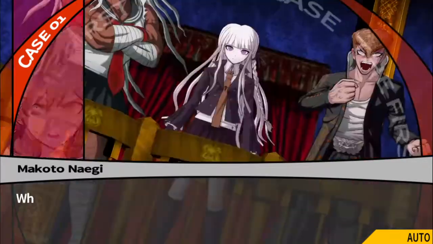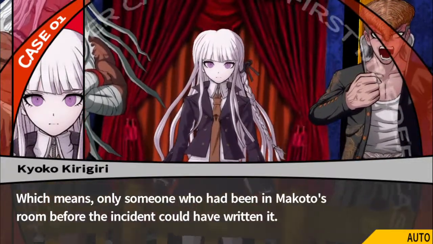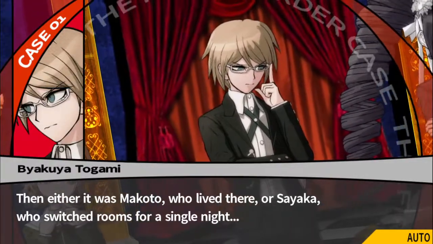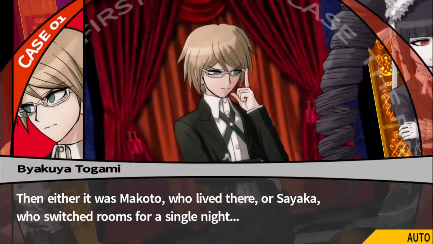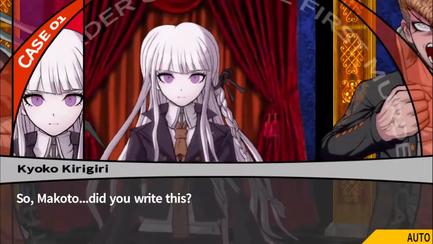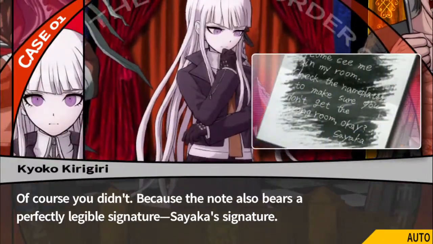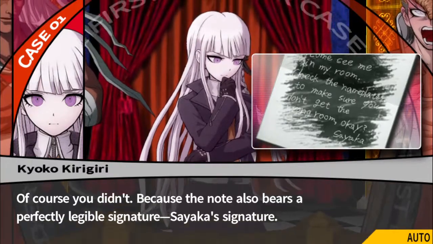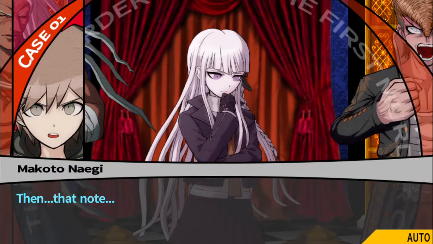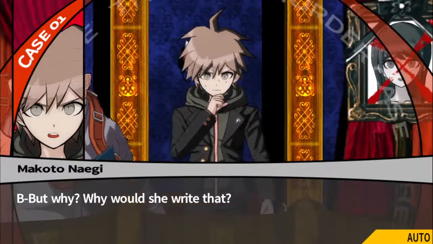Huh? Which means only someone who had been in Makoto's room before the incident could have written it. Then either it was Makoto who lived there, or Sayaka who switched rooms for a single night. So, Makoto, did you write this? No, I didn't. But... Of course you didn't. Because the note also bears a perfectly legible signature. Sayaka's signature. But why? Why would she write that?